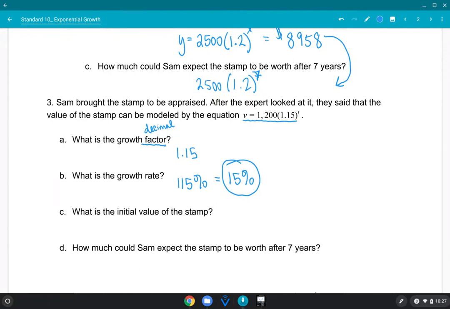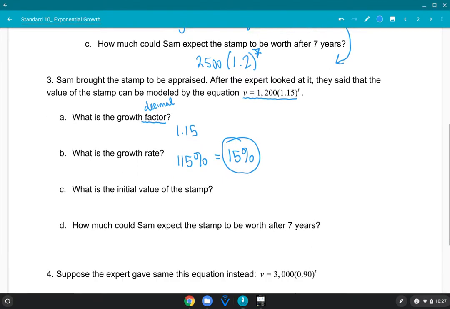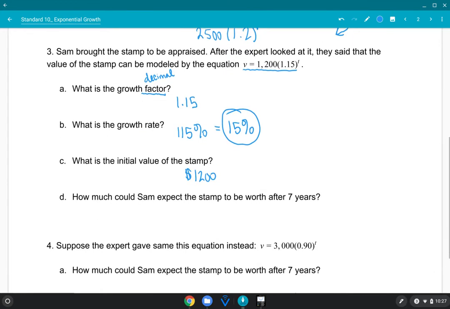So it increased by 15% each time, right? It maintained 100% of its value and then increased by 15 more. What's the initial value of this stamp? Well, the appraiser, the expert, said only $1,200. Using this equation, how much can he expect it to be worth after 7 years? Well, 1.15 to the power of 7.